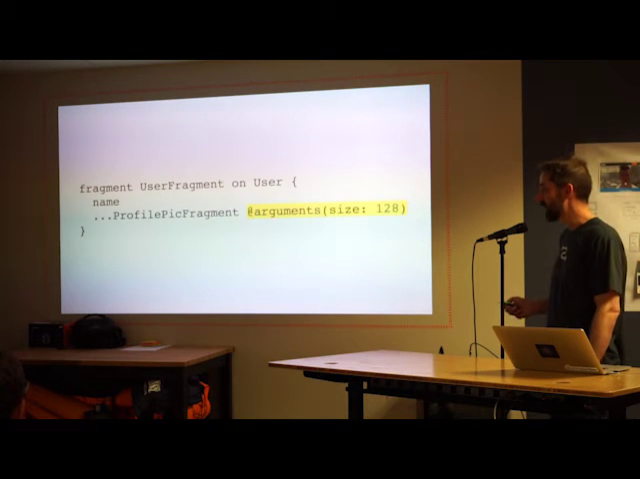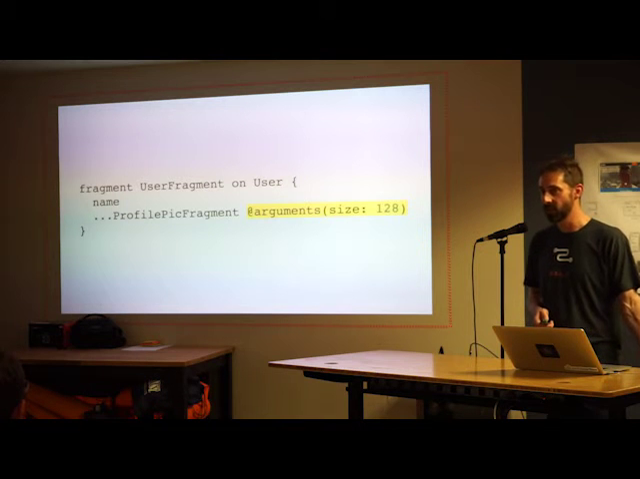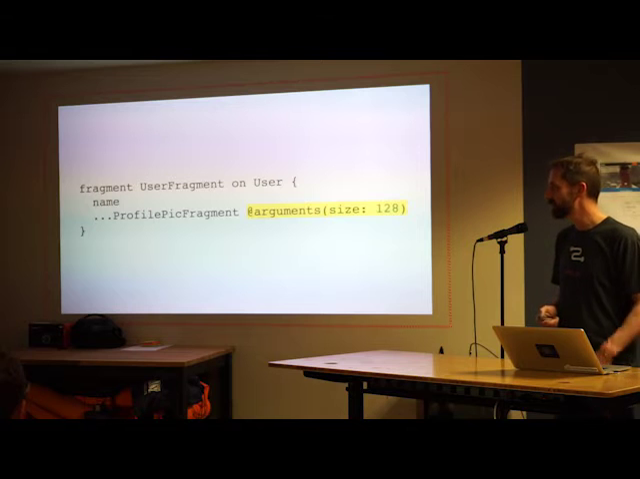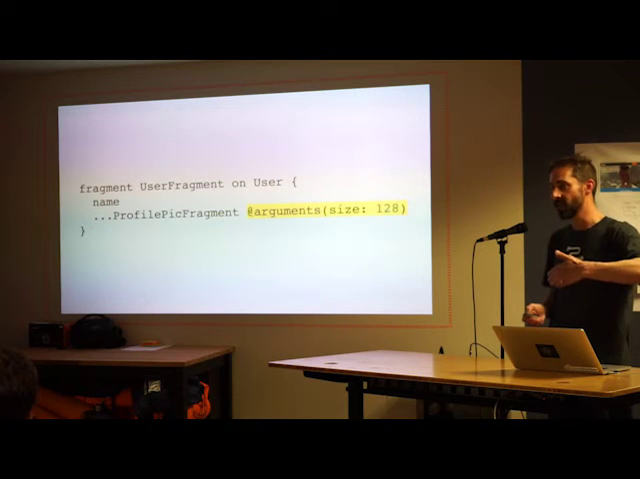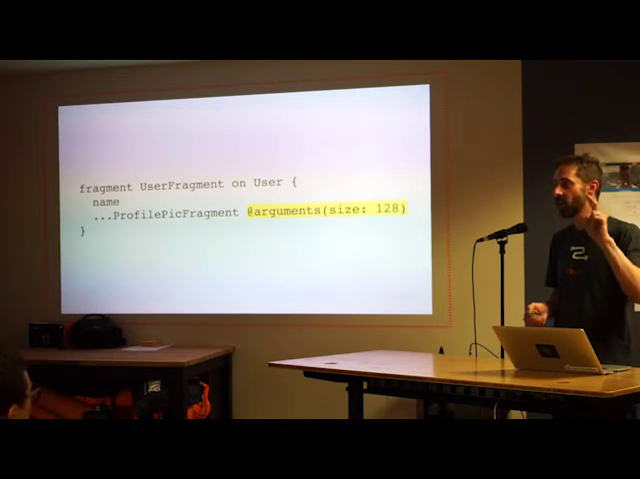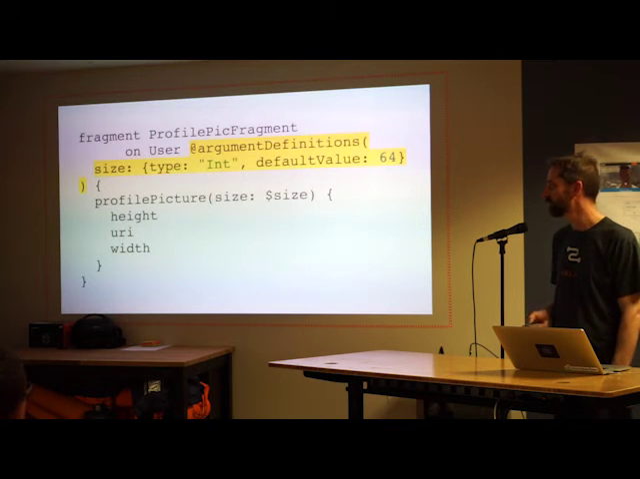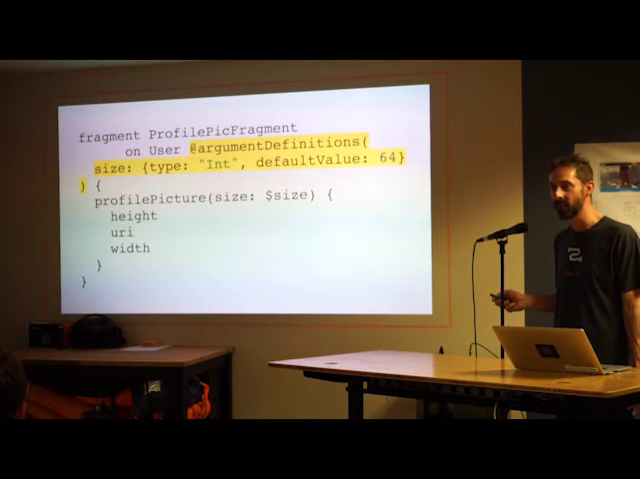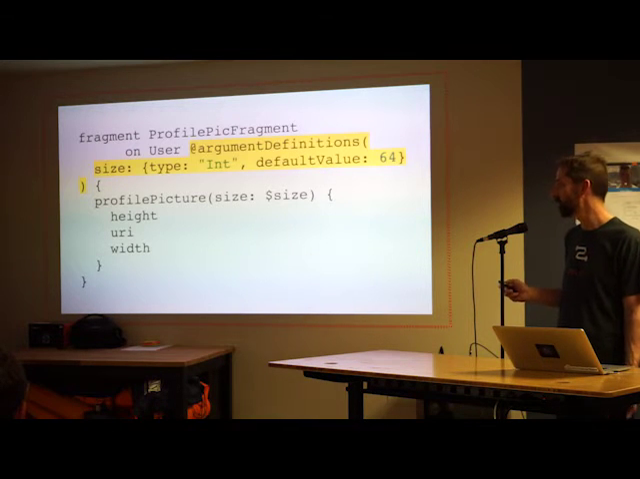This is what it looks like to pass arguments into a fragment. We just use an arguments directive, and we can pass arbitrary arguments. And on the receiving side, you can also use a directive to declare the kinds of parameters that your fragment should take. So we use that argument definitions directive here, which basically allows us to specify things like the type of the argument that we expect and what its default value should be.